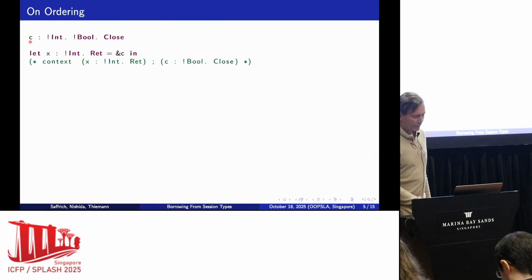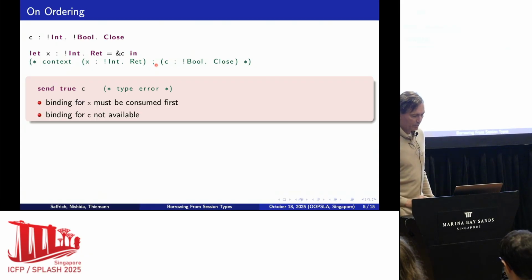Let's talk a little bit about ordering. What I promised you before. Suppose we have a channel of this style, first send an integer, then send a bool. And now let's take a borrow of that channel, right? So let's take the first communication plus return, let's take that as a borrow. So now, after doing that, our context looks like this. We have x bound to send int and then return, semicolon, c bound to send bool and then close. And the semicolon will turn out to be the important thing.